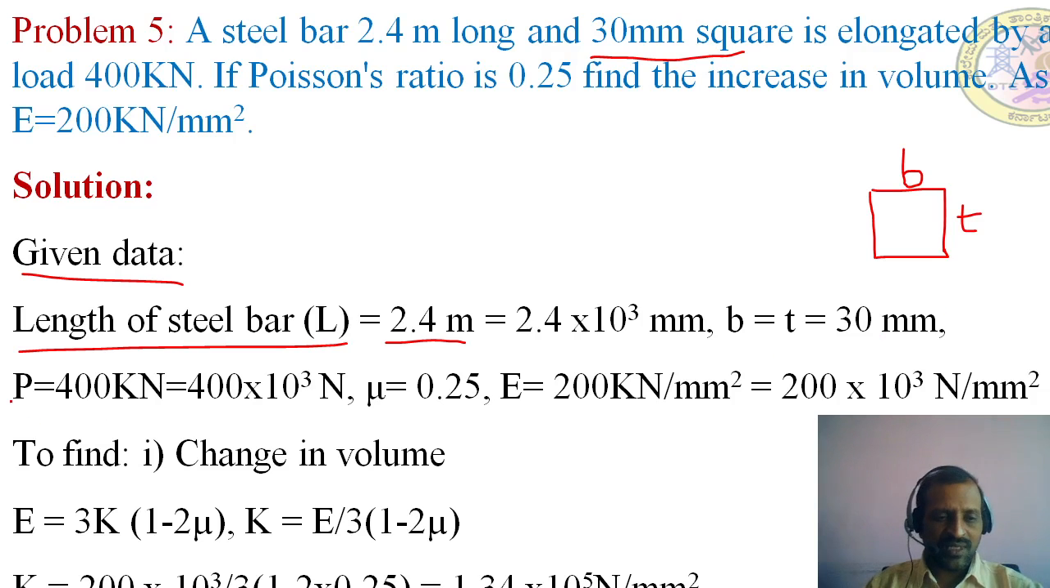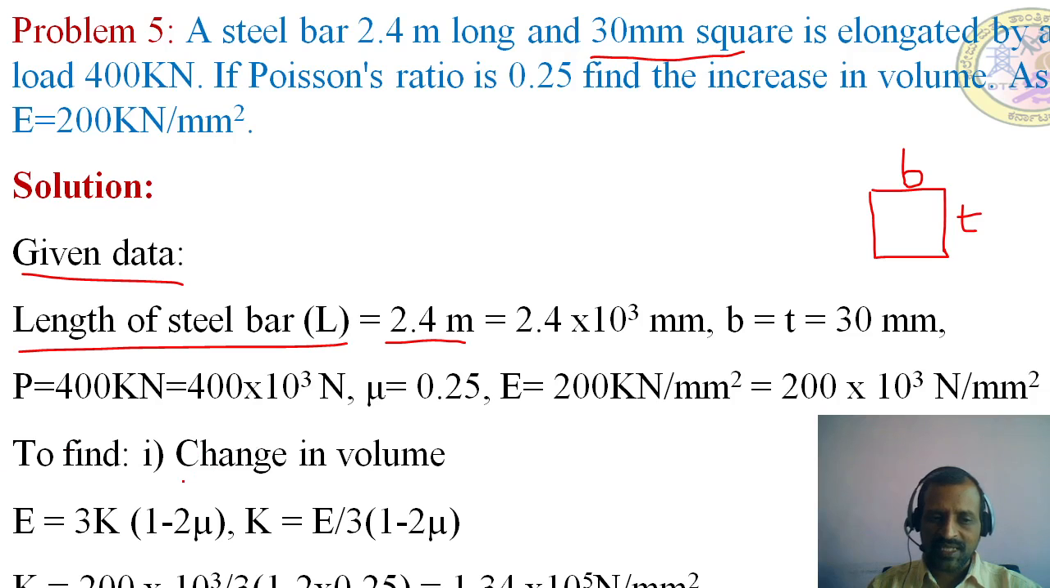Then P, the load, is given in the problem. P is equal to 400 kilonewton. Convert this into Newton, so 400 into 10 to the power of 3 Newton. Mu is equal to 0.25. Then capital E, that is Young's modulus, E is equal to 200 kilonewton per mm square. So this is equal to 200 into 10 to the power of 3 Newton per mm square.